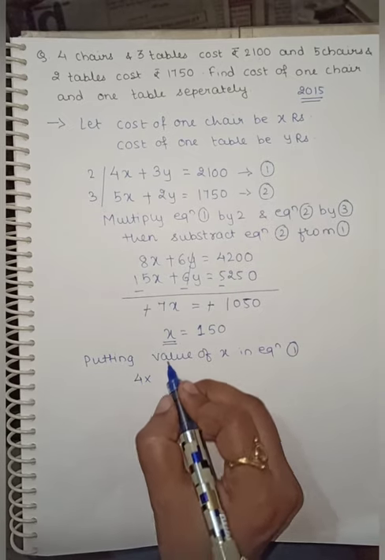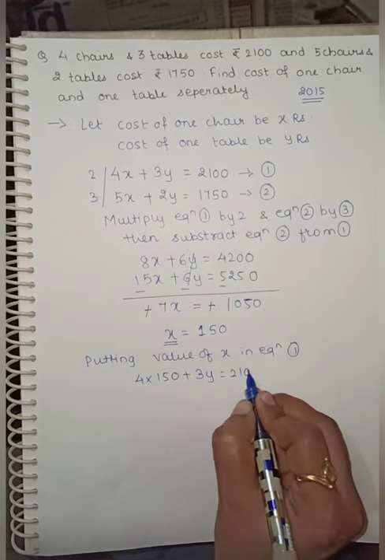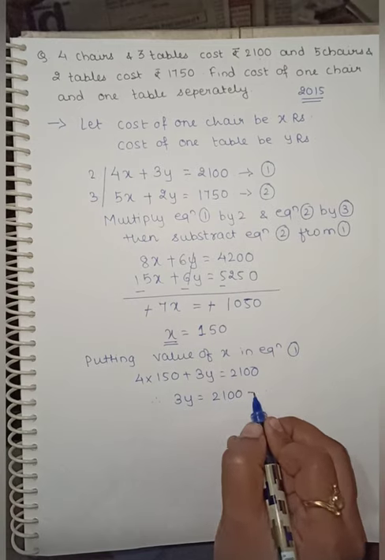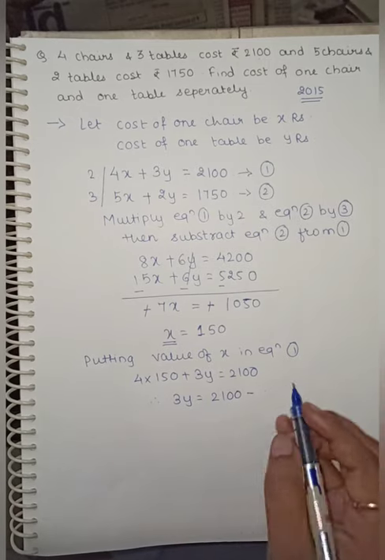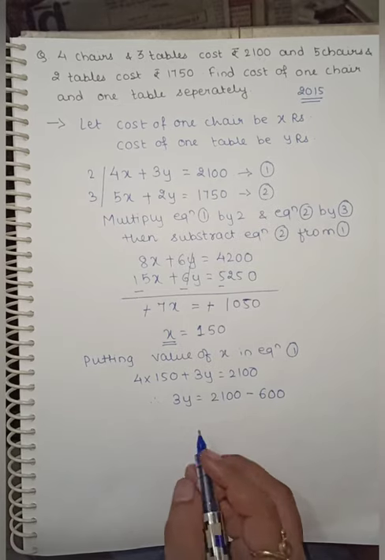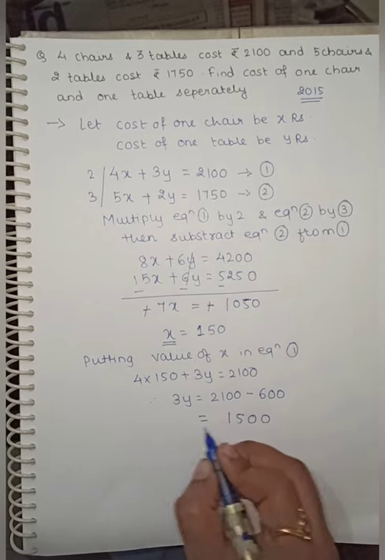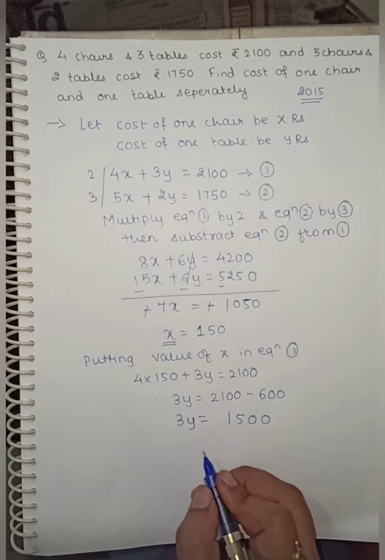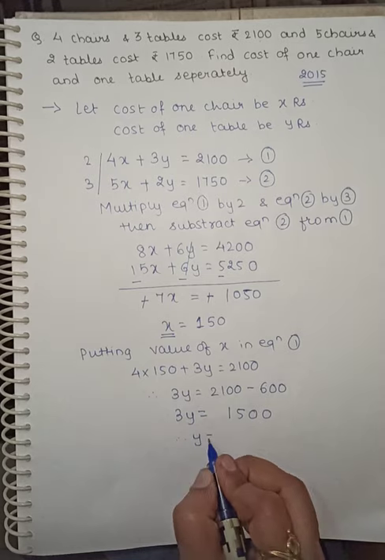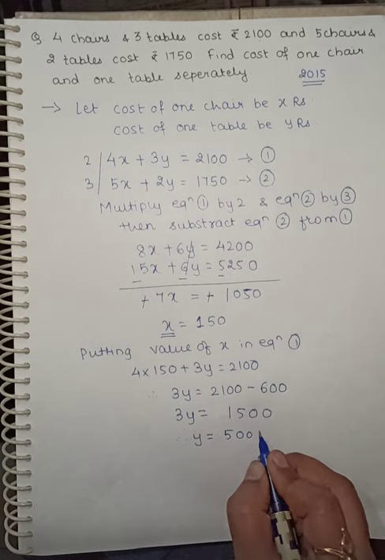So 4 into x, that is 150, plus 3 into y gives me 2100, which gives me 3y equal to 2100 minus, now what is 4 into 150? It is 600. So the subtraction is 1500, 3y. Therefore y will be equal to 1500 by 3, that is 500 rupees.